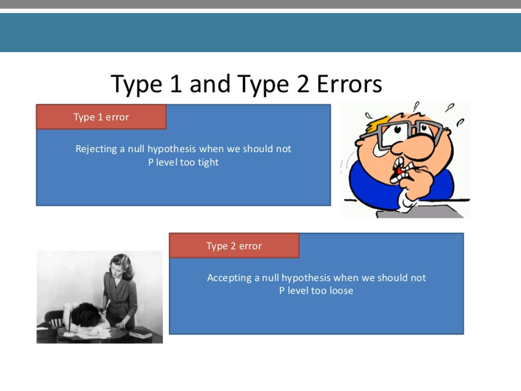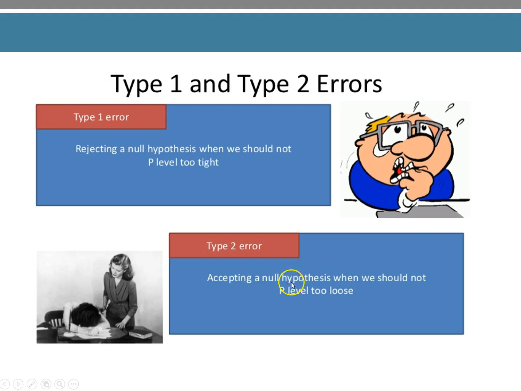Another way to think of this: a type 1 error is rejecting the null hypothesis when we shouldn't reject it. This might mean that our significance level was too tight or too narrow. If we set a more narrow significance level than 0.05, so if we set it at 0.01, well then we know that we're going to have a chance of rejecting the null hypothesis when it's actually true, because we've set a more stringent level on the decision that we're going to make based on our p-value and comparing that to the significance level.